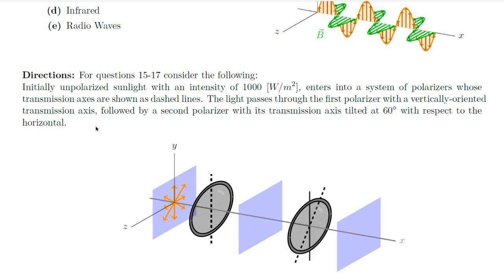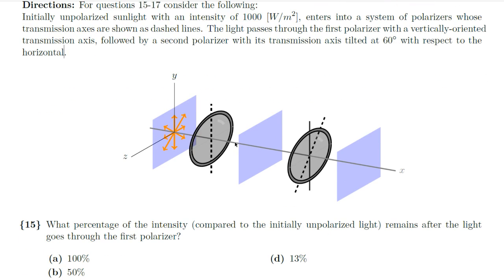If that's the case, the light that comes out of the first polarizer is vertically oriented. And that vertically oriented or polarized light comes into this second polarizer with its transmission axis, which we're going to say is 60 degrees from the vertical. So in other words, it's 60 degrees from the vertically oriented light, which is the angle that you plug in. So it is 60.